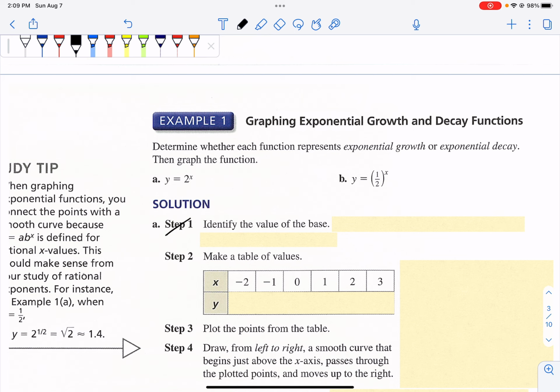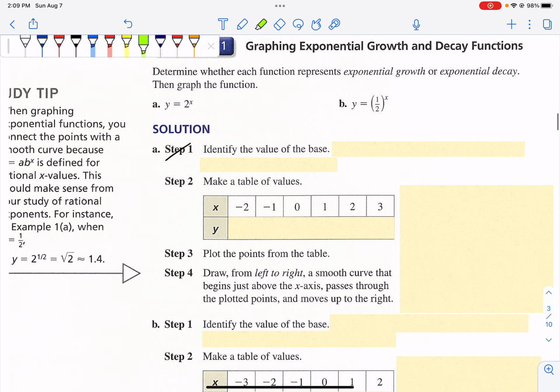Example number 1. Determine whether each function represents exponential growth or exponential decay. All right, first of all, ignore all the solution stuff down here, okay? We're going to make our own notes in our notebook. We're going to do the same thing, but in a lot easier way than all the steps that they have here. So it wants to know: y equals 2^x. Is this growth or decay?